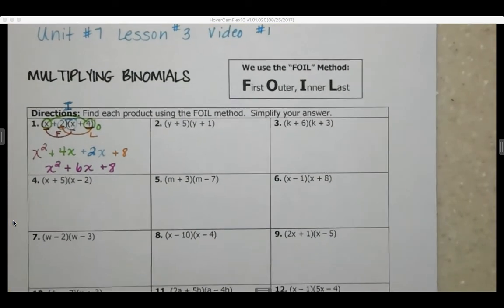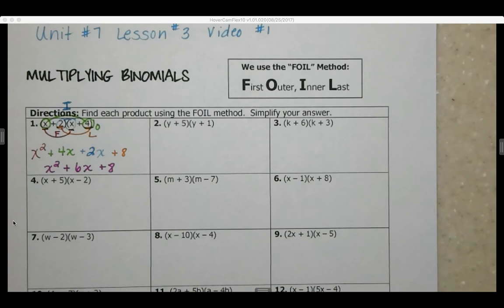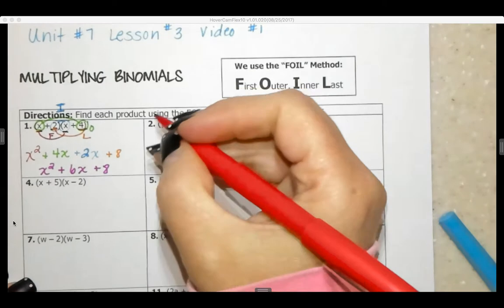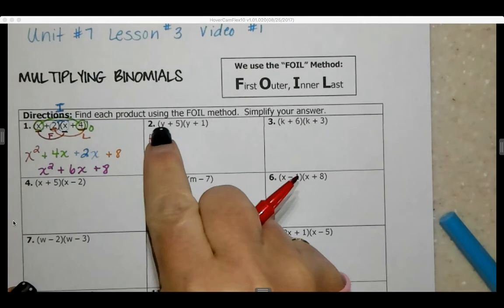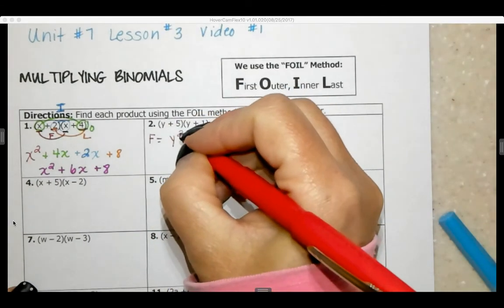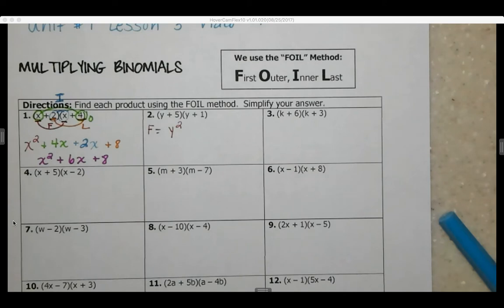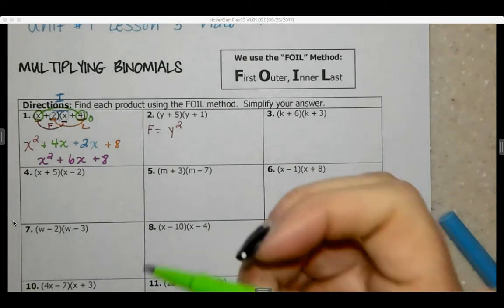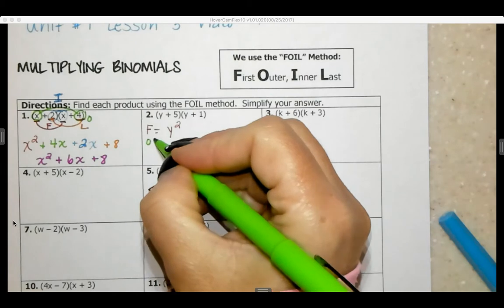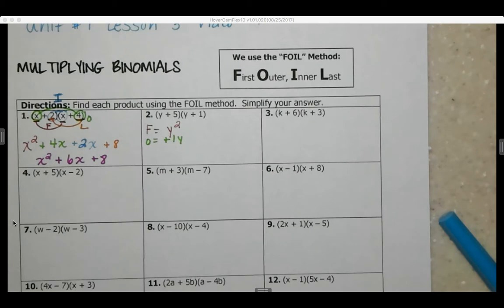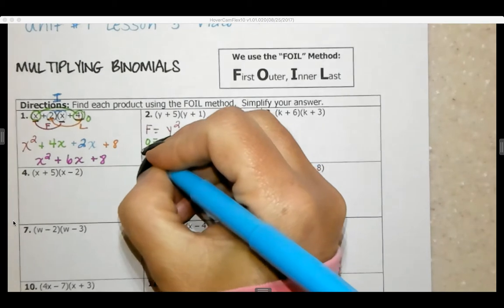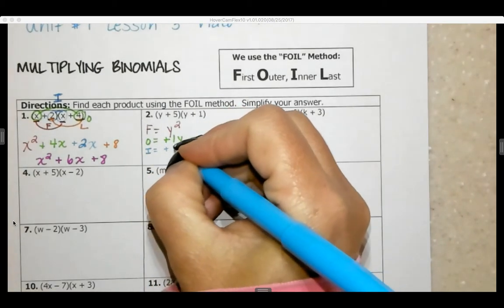Let's do another. Let's do number 2. All right. What are the first terms? Well, those are the y's. So maybe I'll do it this way. First equals y times y, which is y squared. Outers, that would be the y and the 1, this y and that 1. Y times 1 is plus 1y. Inner, that would be the 5 here and the y there. So plus 5y.